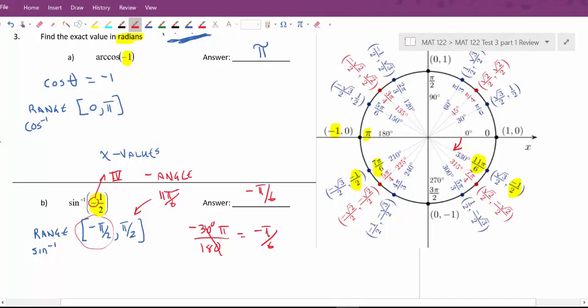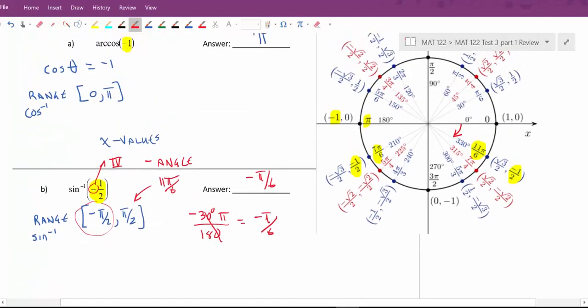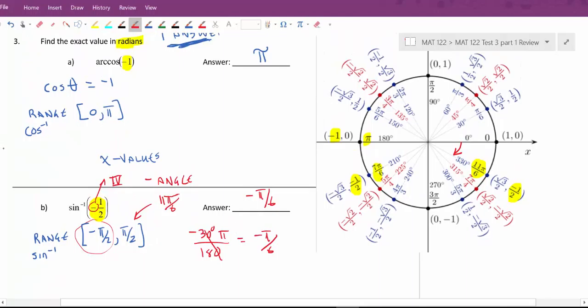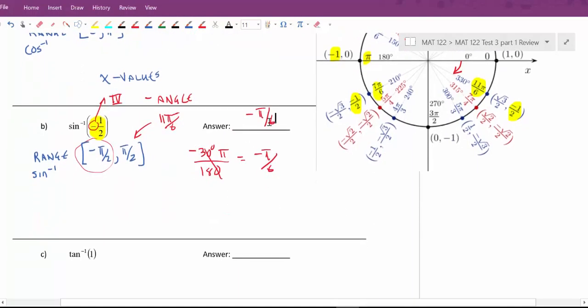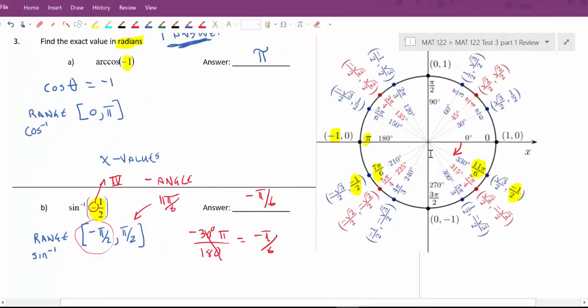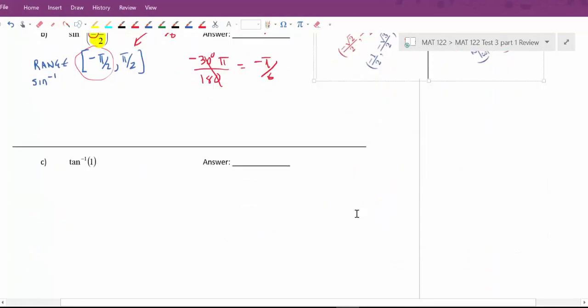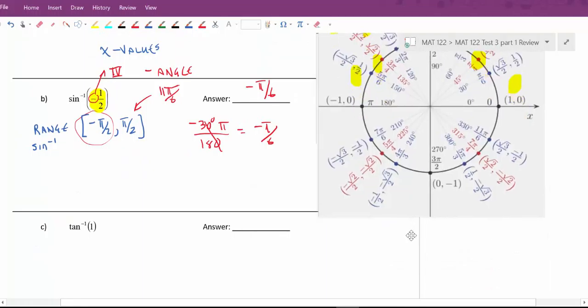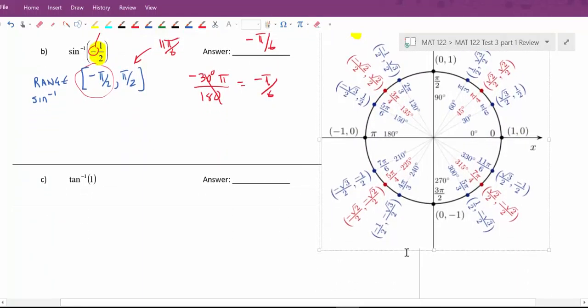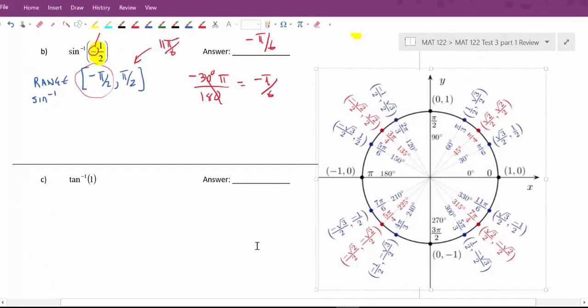So study that real hard, because it's not hard to do with the unit circle, but you've got to be able to interpret that correctly. Okay, now if I'm going to go to the next one, I'm going to slide my unit circle down here just a little bit, and so we can interpret that on this problem for the tangent. Okay, so as we go through this, what we're looking for again is the inverse tangent of 1.